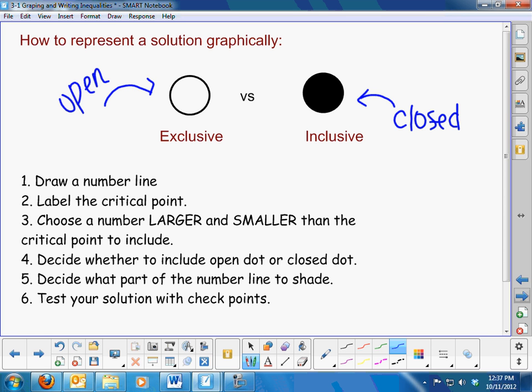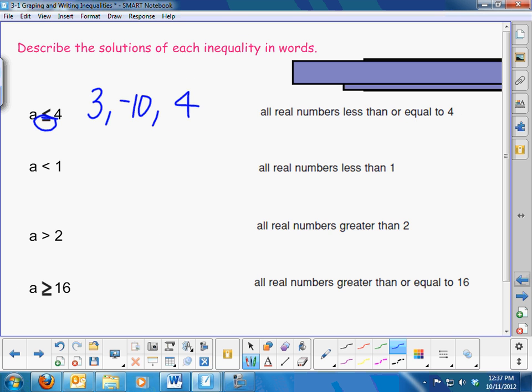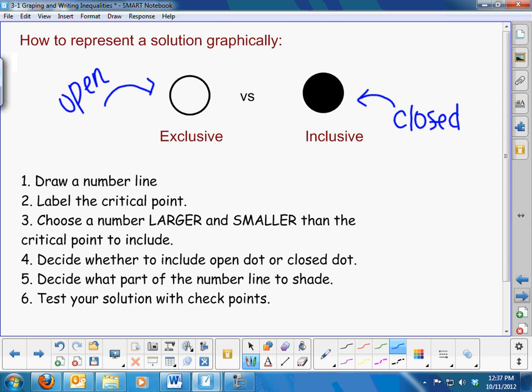So these are the steps we're going to take to graph something. So hopefully you've paused the video, written it down, and then join us on the next slide. Number 1, draw a number line. Number 2, label the critical point. The critical point is this number right here. These are the critical points, the numbers that are in our inequality. So we're going to label the critical point. We're going to choose a number smaller and larger than the critical point to include, and that's going to be on our number line.